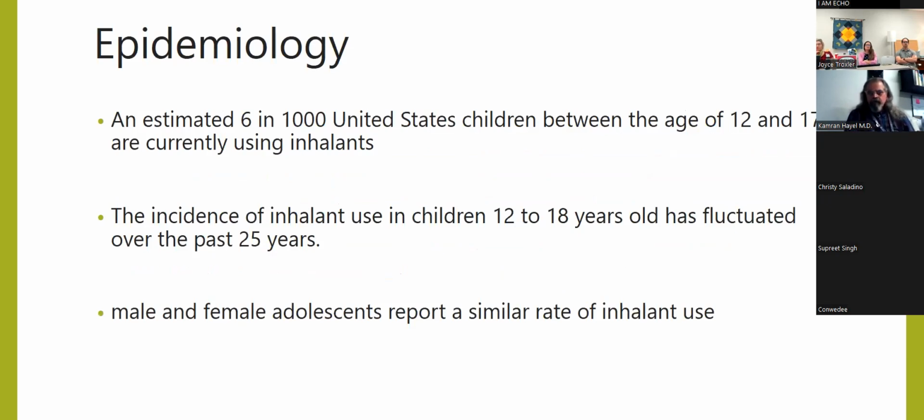Now, epidemiology. 6 out of 1,000 United States children between age 12 to 17 may be users of the inhalant. That number is relatively high if you're looking at the whole population of children between 12 and 17. These numbers have fluctuated in the past 25 years. It goes up and down. In the adolescent range of users, there is no difference between male and female. But when you get to adults, usually males are more prominent than females.